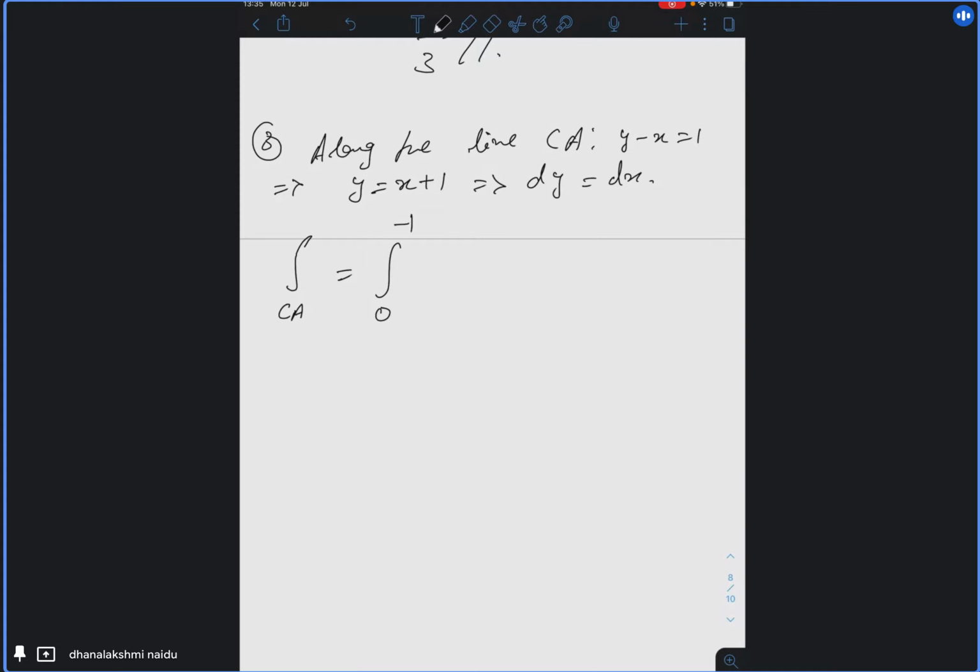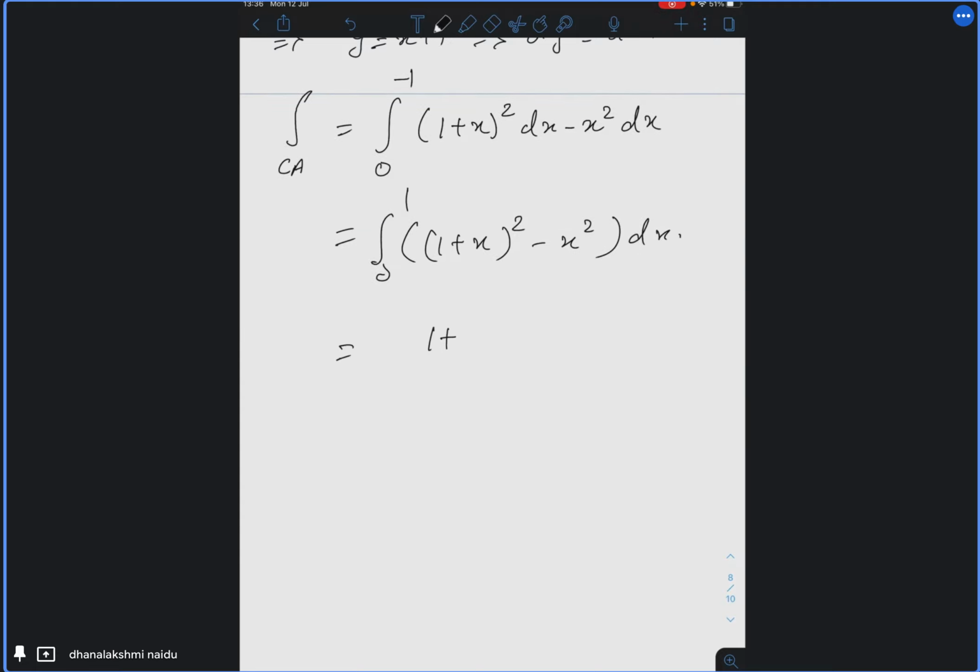Now what is the function? y square. So y square is 1 plus x whole square, dx minus x square, dy is dx. So this is 0 to minus 1, 1 plus x whole square minus x square, this whole thing dx. Integrate and tell me the answer. So again this will be x plus (1 plus x) whole cube by 3, minus x cube by 3, limit 0 to minus 1.